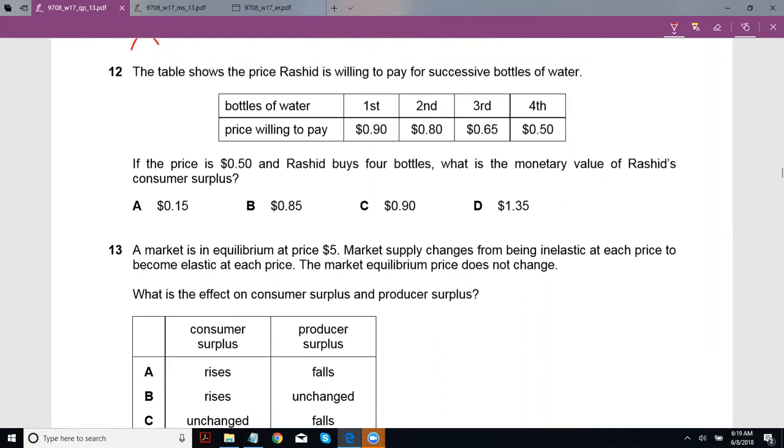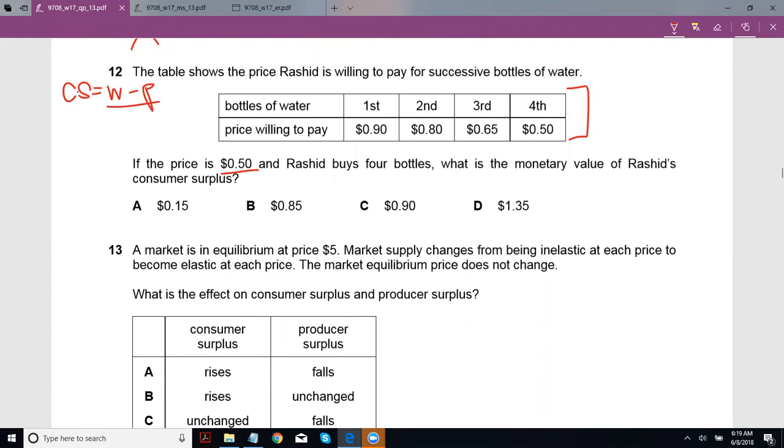Anyhow, the table shows the price Rashid is willing to pay for successive bottles of water, and they've given you this table. The price is 0.5, and Rashid buys 4 bottles. What is the monetary value of Rashid's consumer surplus? So consumer surplus, if you think about it, was the difference between the amount you were willing to pay and the amount you actually paid, which was the price.